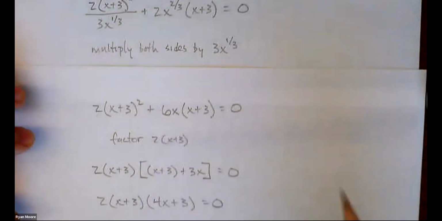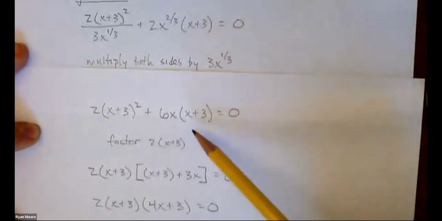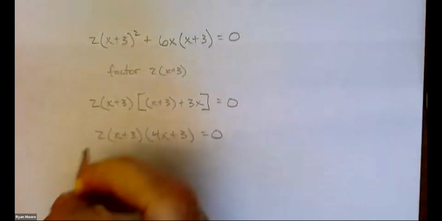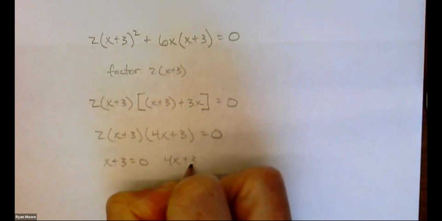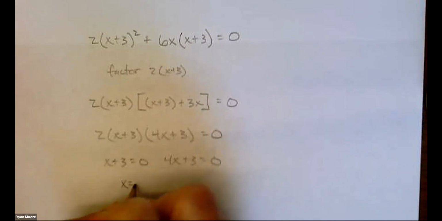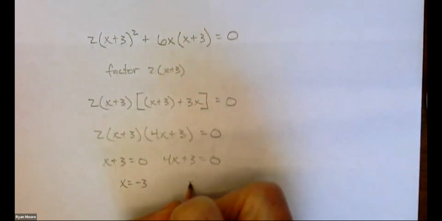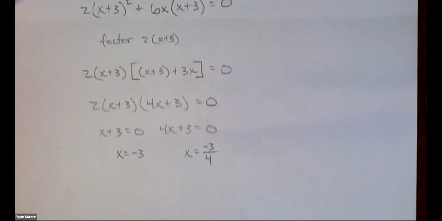I mean, how many steps? Went from this, which is really intimidating, 1, 2, 3 steps later, we got a nice, clean factoring. And we can say, all right, so both of my factors equal to 0. And we got it, x equals -3. And then here's subtract 3 divided by 4, x equals -3/4. And we got two critical numbers just like that.